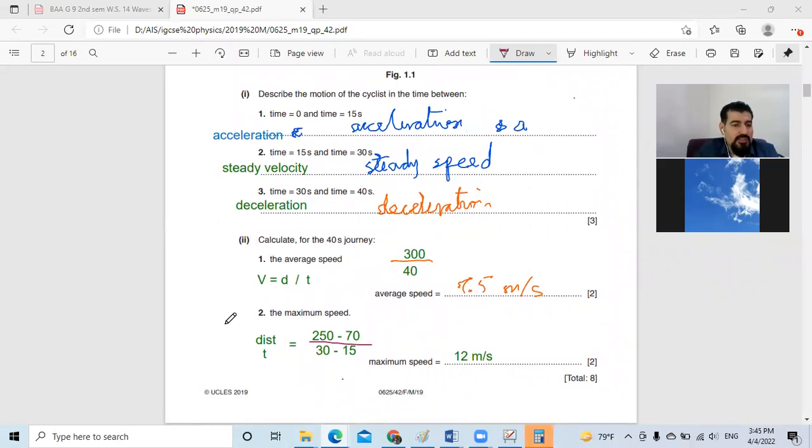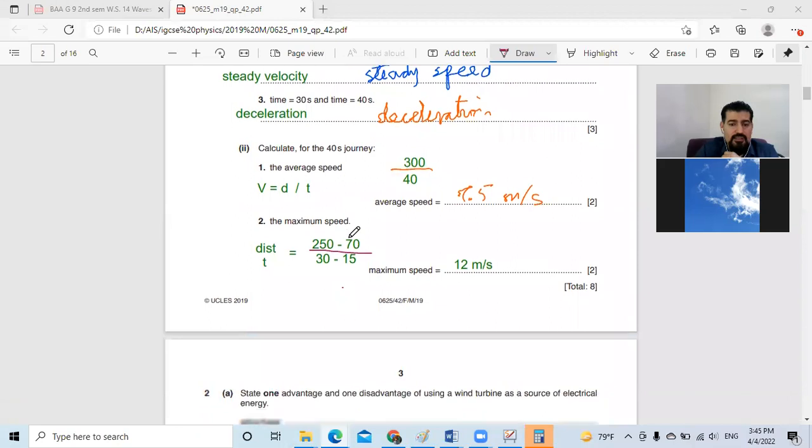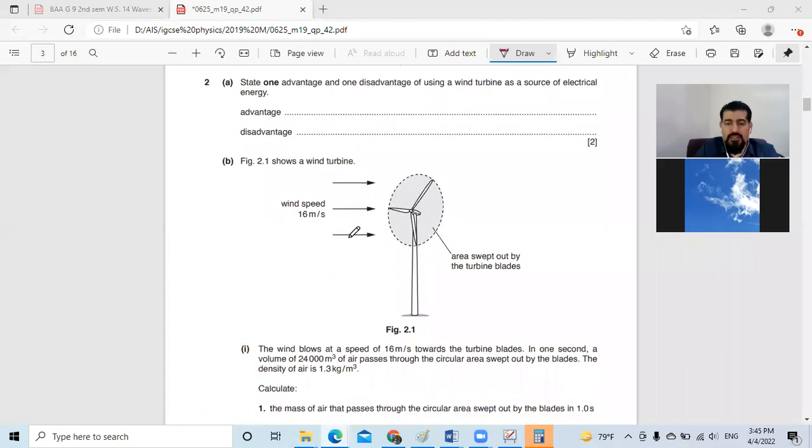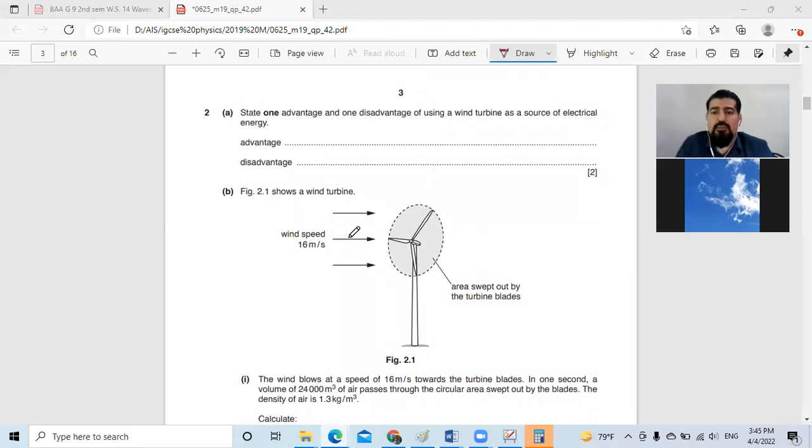One of the answers that Salma said is that the advantage is renewable, it doesn't run out, it doesn't produce carbon dioxide. The disadvantages are low efficiency. Now we are going to talk about the advantages and the disadvantages of this question. Question number 2, what do they ask? State one advantage and one disadvantage of the wind turbine.